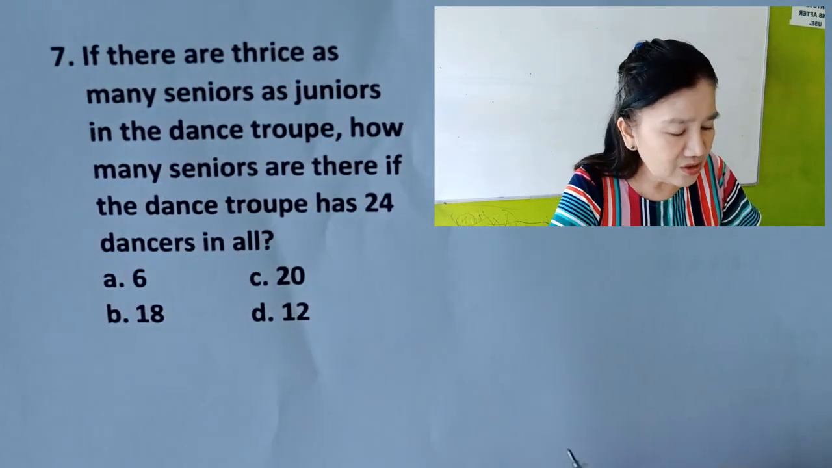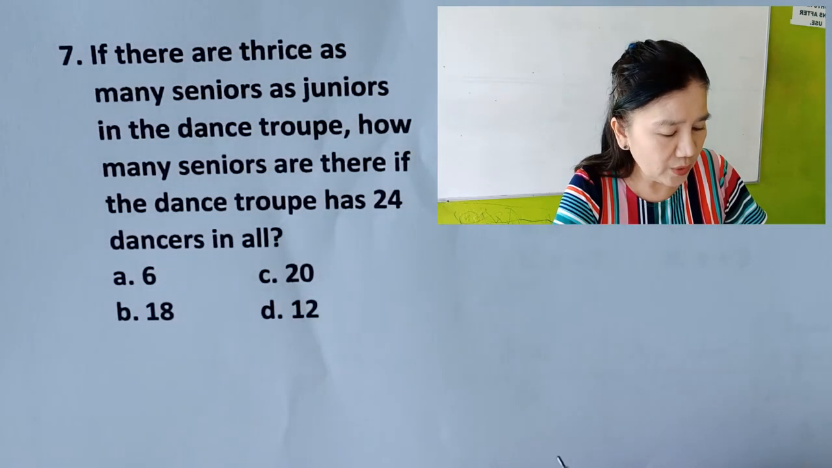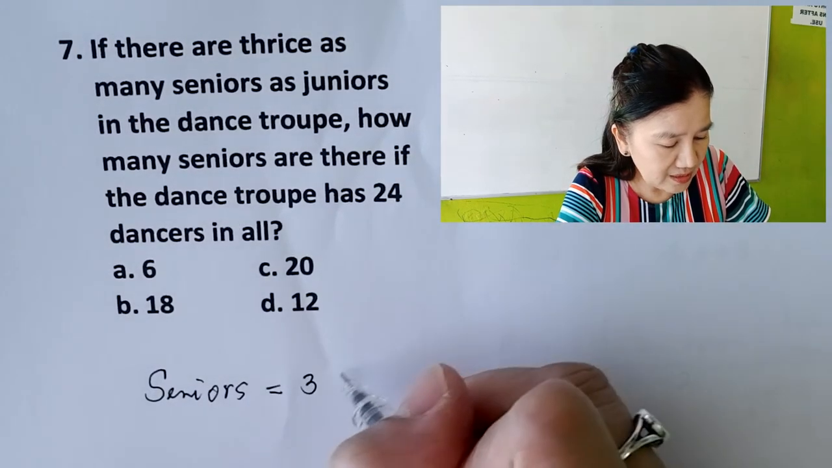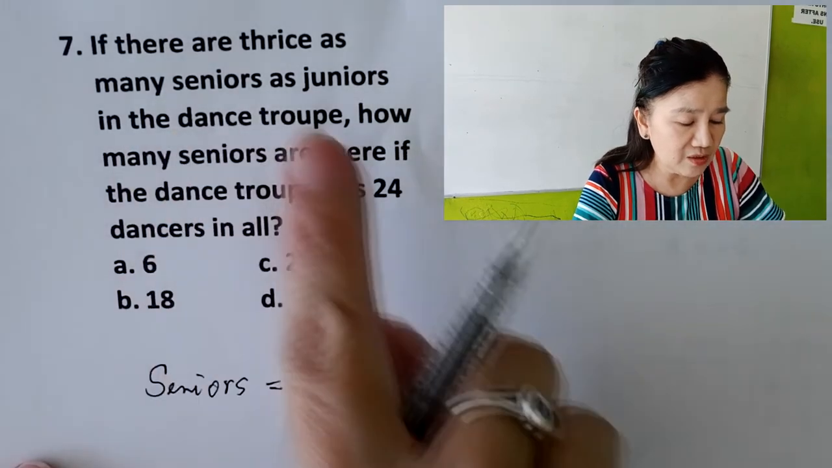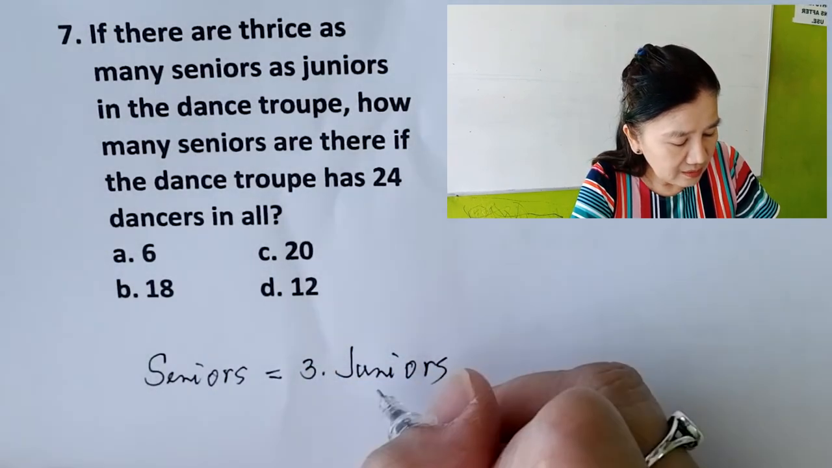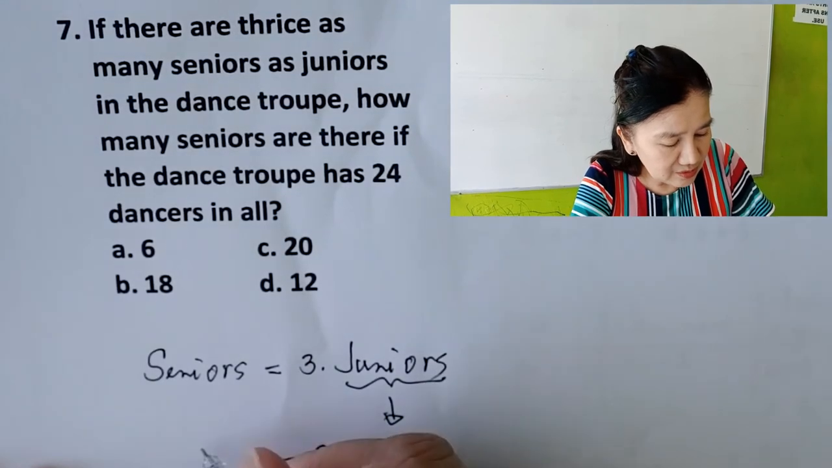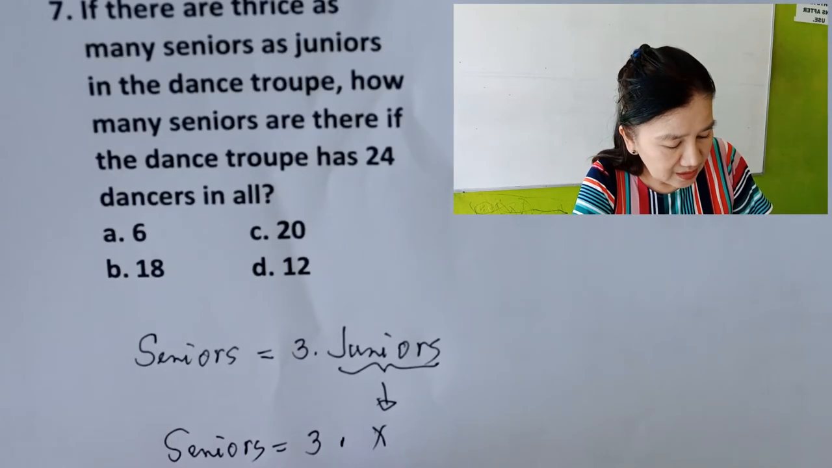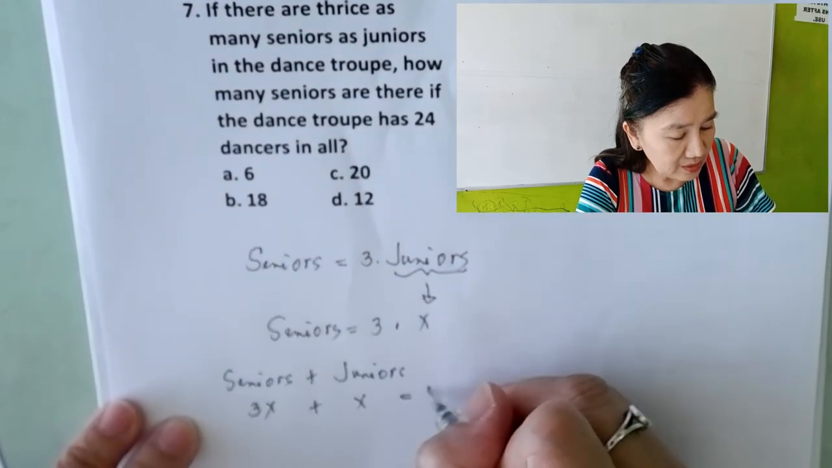Okay, problem number 7. If there are thrice as many seniors as juniors in the dance troupe, how many seniors are there if the dance troupe has 24 dancers in all? So, seniors equals 3 times the number of juniors. Seniors, meaning the number of seniors is equal to 3 times the number of juniors. That's the meaning of thrice as many seniors as juniors. So now, if you let the number of juniors be x, the number of seniors will be 3 times x. So the number of seniors, 3x, plus the number of juniors, x, will be equal to a total of 24.